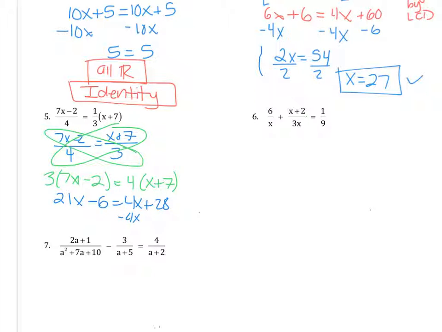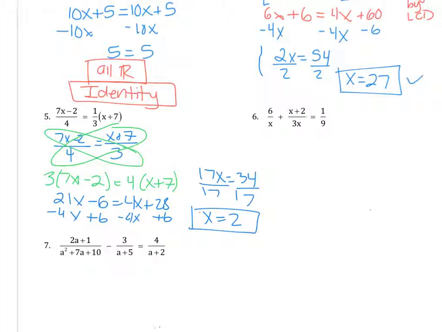Variables to one side, numbers to the other. So I end up with 17x equals 34. Divide by 17, and I'm going to get x equals 2. Now for these, it is important to check that you don't get 0 in your denominator when you plug your answer back in. But since I have 4 and 3 in my denominator to start with, it's not a problem.